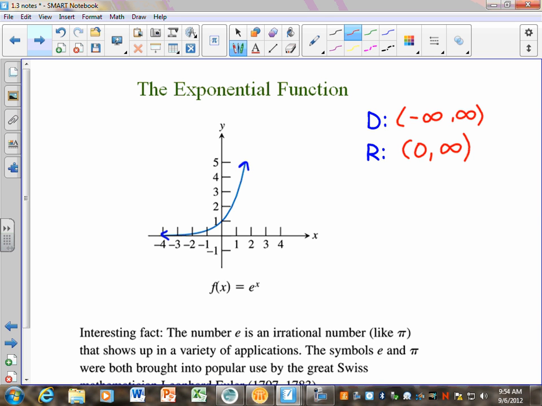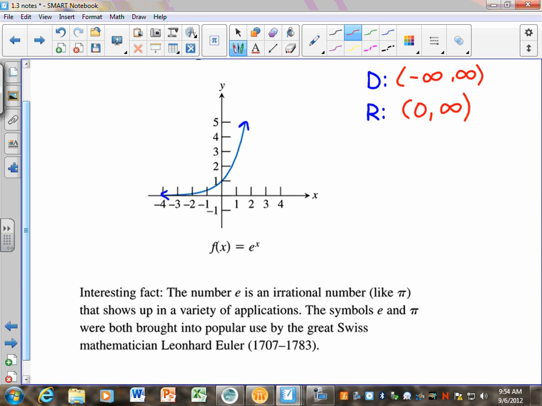Interesting fact, I kind of already told you, that it's a number like pi. It looks like an L, but it's really Euler. I think it's called e because he wanted to use his initial.